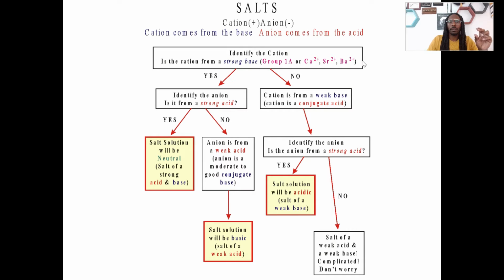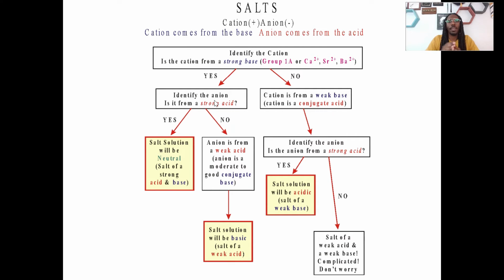Identify the cation. So first off, let's figure out the cation. Is the cation from a strong base? So basically, remember the strong bases. It's either coming from group 1A or it's calcium, strontium, or barium. Those are the strong bases. If the cation is coming from a strong base, then let's go down here.